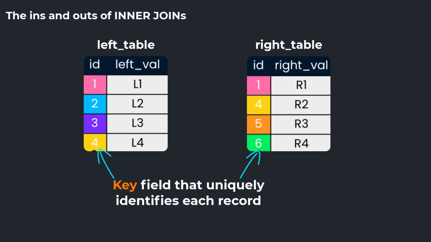Two tables named left table and right table are shown. Matching values of ID in both tables are shown in the same color. In both tables, the ID field is the key. A key is a single column or group of columns that uniquely identifies records in a table. Both tables also have fields called left val and right val, which will help visualize records returned after a join.